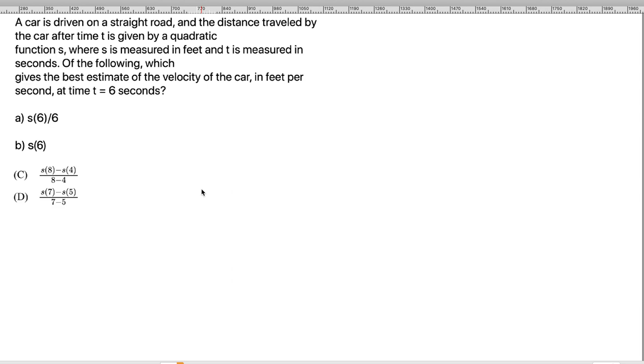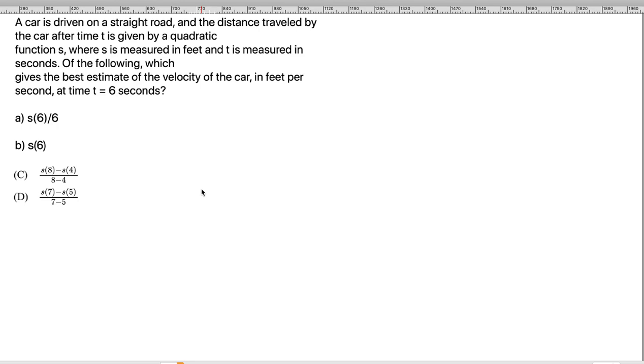This question here is really important, and we need to read it very carefully. We have a car driven on a straight road, and the distance traveled by the car after time t is given by a quadratic function s. Now let's understand that first part.